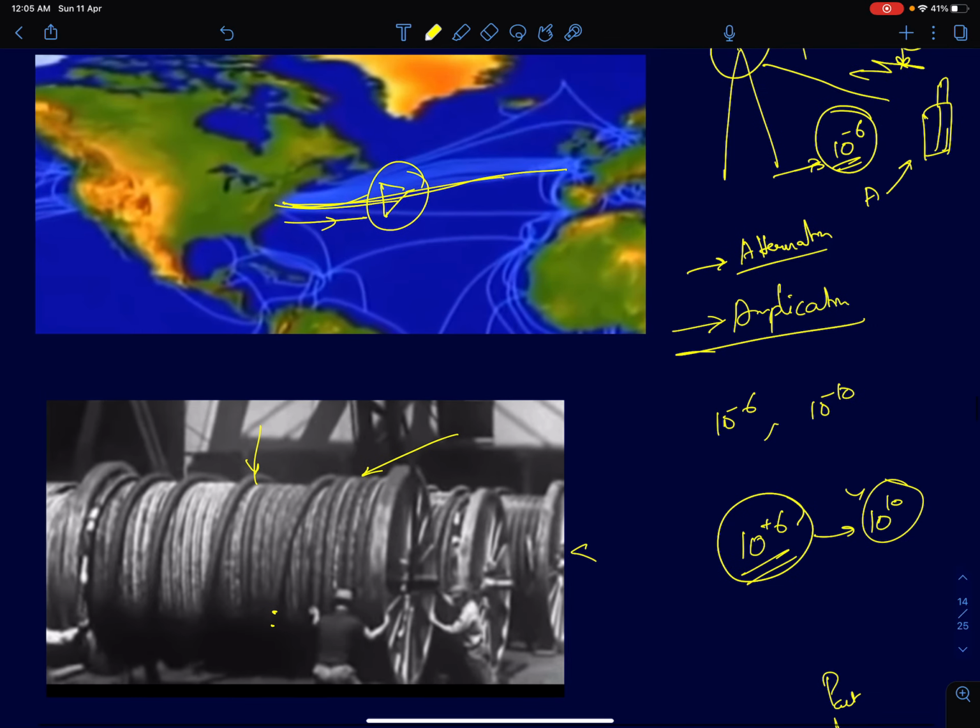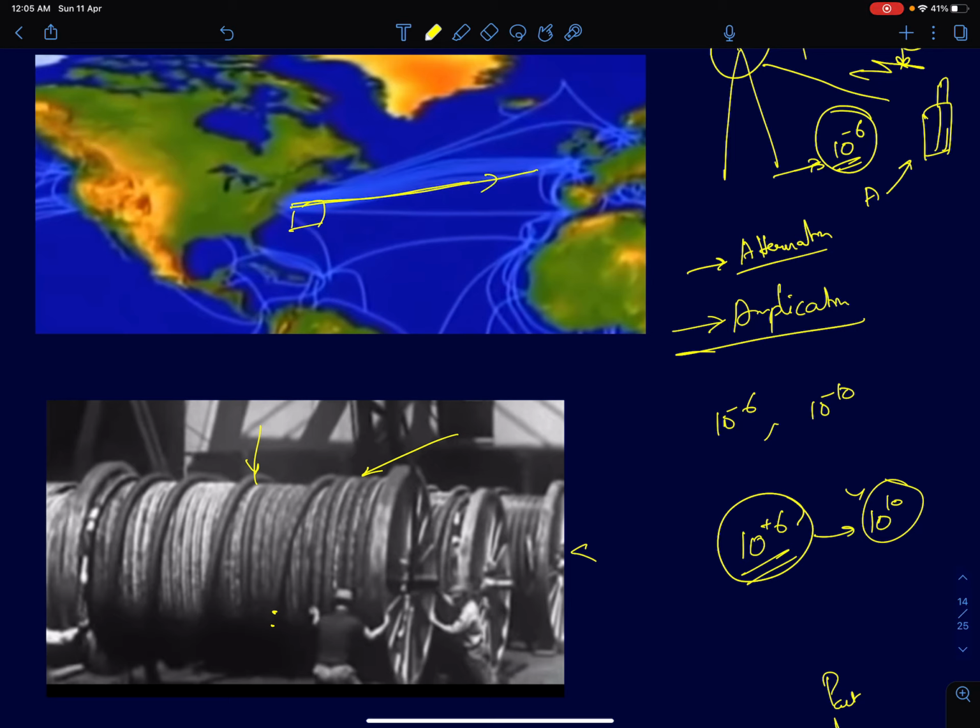In fact, one of the first transatlantic cables was laid between North America and England. It's one of the greatest engineering marvels how it was laid, because they had to carry all the cable on a single ship and lay the wire from one end across the Atlantic.